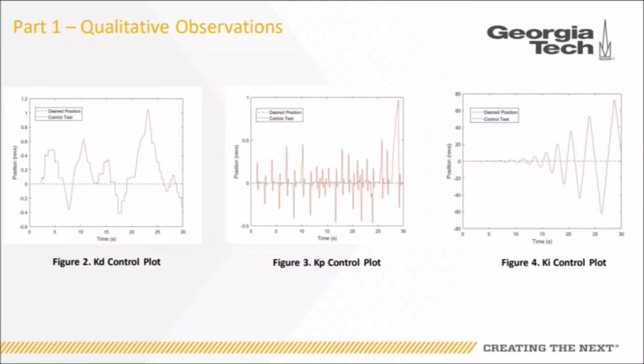So here we have our Kd, Kp, and Ki control plots, and we have qualitative observations for these. For proportional control, the restoring torque relied on the error itself. For derivative control, it relied on the speed at which the error changed. For integral control, the restoring torque depends on the integral of the error over time, otherwise known as the sum, which explains why the system overreacted and the error went out of control.